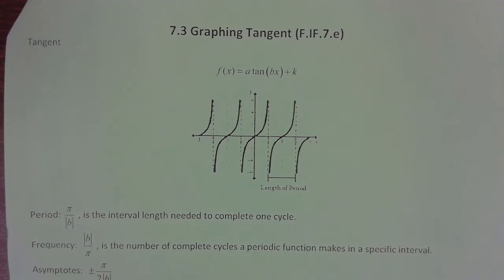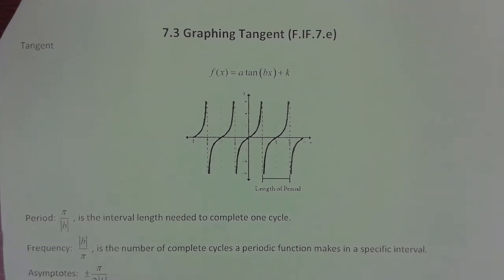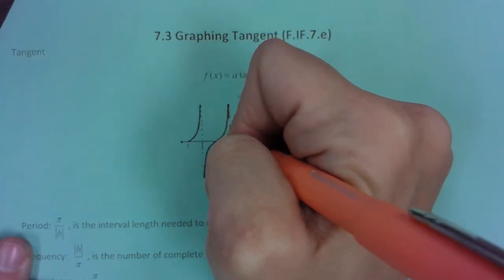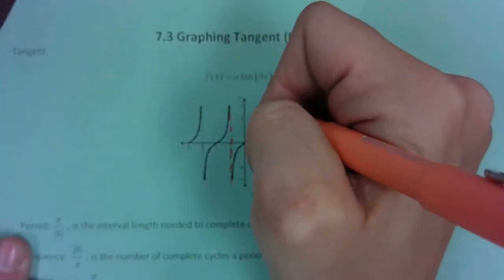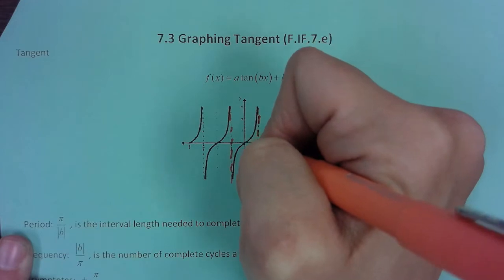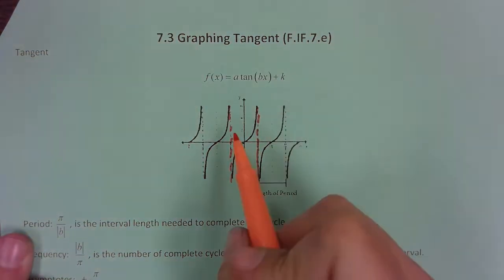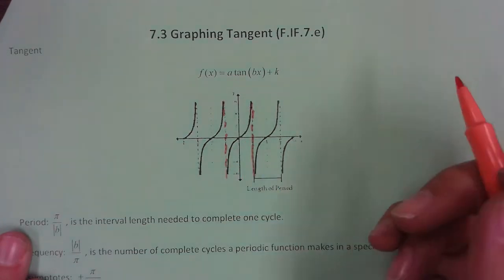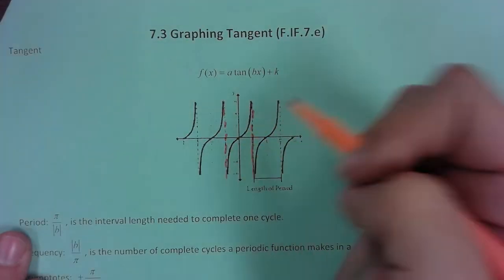Alright guys, this is our last section of the chapter. We are going to graph tangent. As you can see, this graph is a little bit different than our sine and cosine. One of the things I want to point out is that our periods of tangent will go from an asymptote to an asymptote, okay? This is very important when we graph, and these must be labeled.